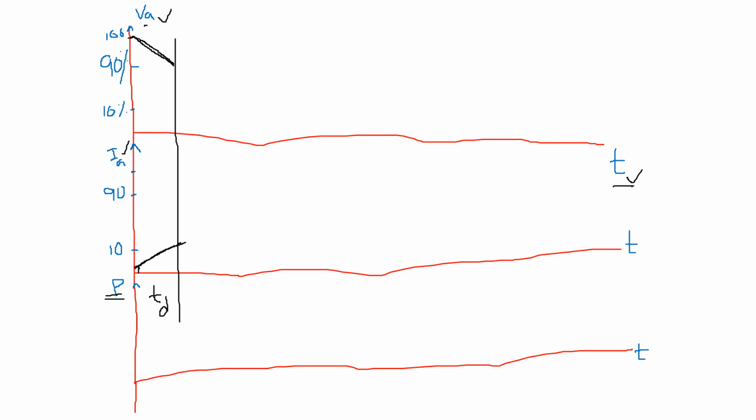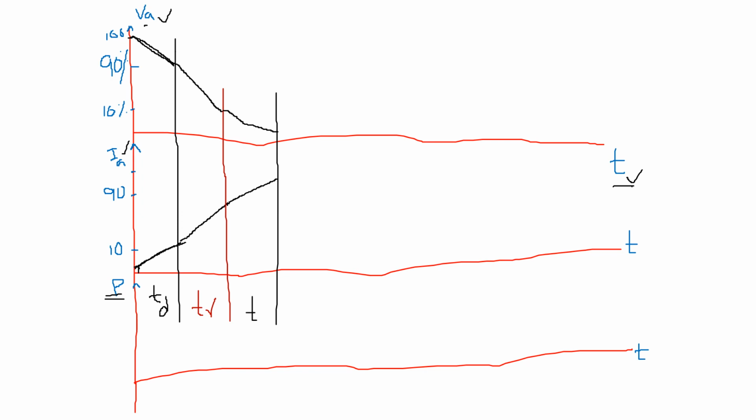Coming to rise time, it is the time taken by the anode voltage to decrease from 90% to 10%, and the time taken by the anode current to increase from 10% to 90%. This is the rise time, which is represented as TR. Similarly, coming to spread time, it is the time taken by the anode voltage to decrease from 10% to the forward voltage drop, and the time taken by the anode current to increase from 90% to the maximum value. This is the spread time TS.